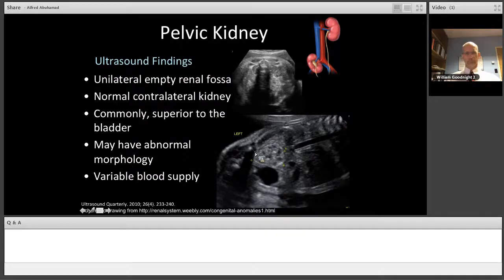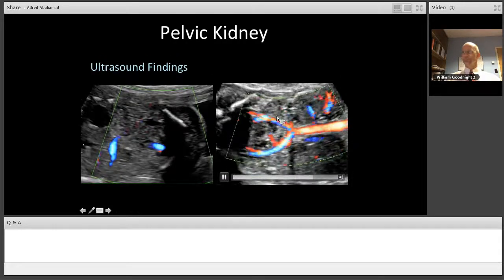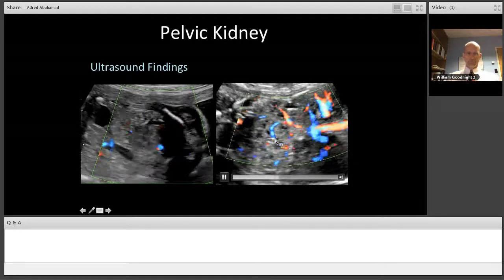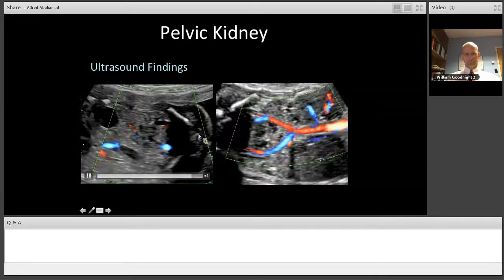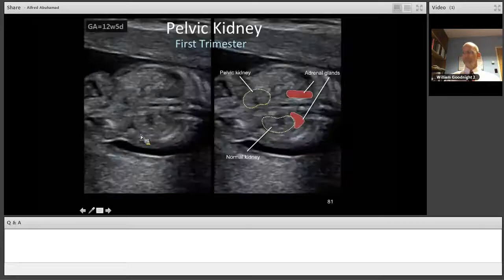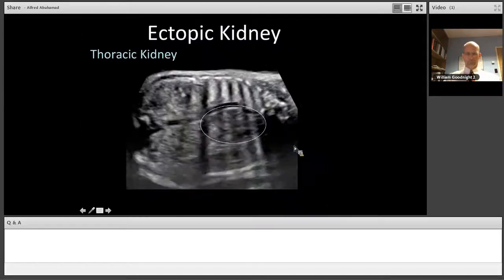So here you see a clear kidney right superior to the bladder with an empty renal fossa. Color Doppler is helpful because it shows you the kidney superior to the bladder, and you see all these blood vessels coming from branches to provide blood supply to that kidney. You could see it in the first trimester too. It is really difficult though, but you do. Here you see a normal kidney location and you see a pelvic kidney low, and then you see a flat adrenal here compared to a triangular adrenal on this side. So this could be diagnosed early on.